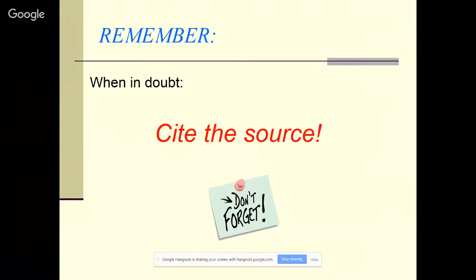But whenever in doubt, cite the source. Taking a little bit of extra time to cite every sentence where you get ideas from a source is important. And notice I said after every sentence. Some of you may be watching this who had a little bit of research stuff in high school where your teacher told you, oh, just cite at the end of every paragraph.